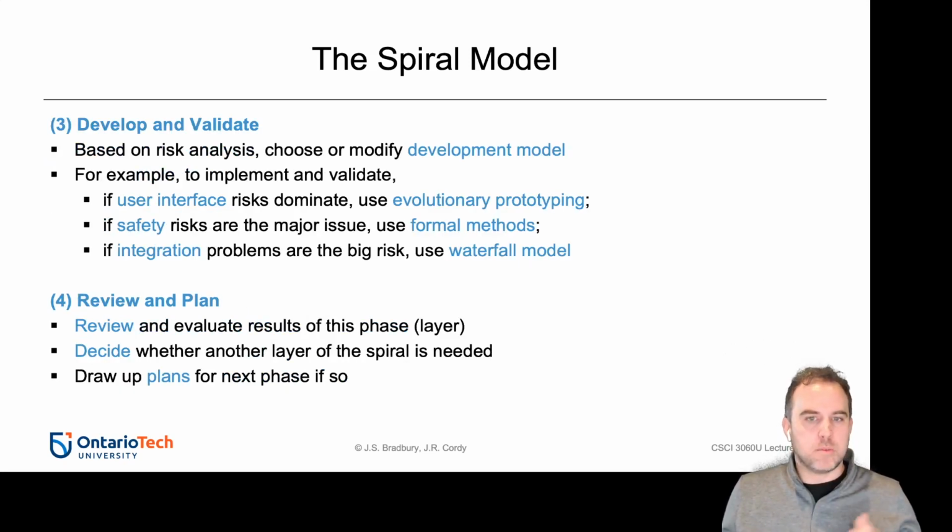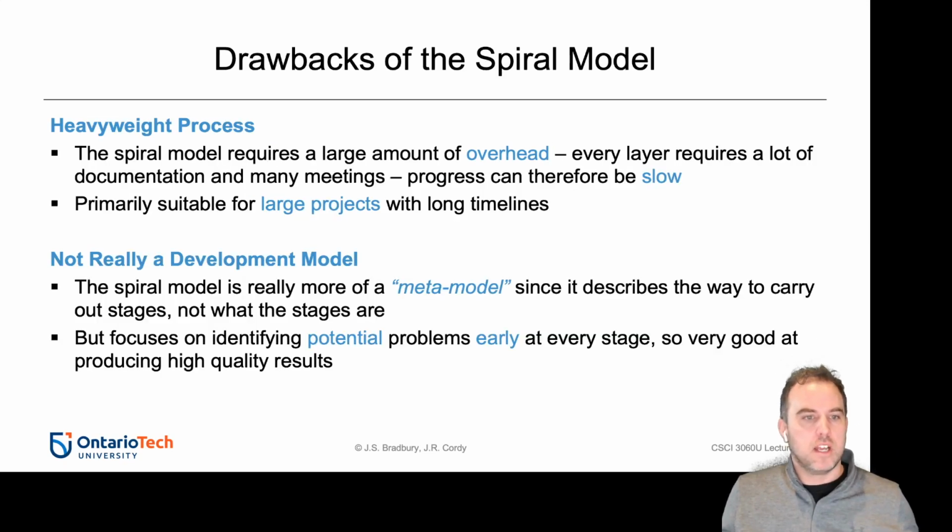With develop and validate, if it's a safety critical system, like I said, you're going to want to use formal mathematical approaches in addition to simply testing. With review and plan, you're drawing up plans and documenting it so that it can be evaluated for risk at the next phase. So these are all steps that have it. Now, this is very heavyweight, as I mentioned, it's a meta model, but it's really about finding potential problems as early as possible. So this can lead to really high quality products, but the type of system that needs this heavyweight process is not every system.